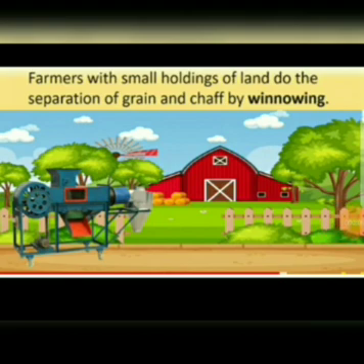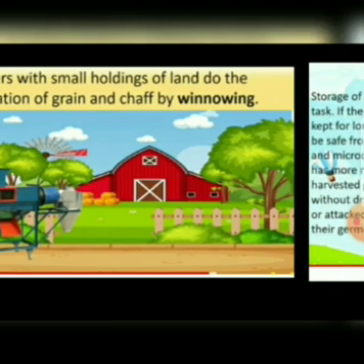Now farmers with small holdings of land do the separation of grain and chaff by winnowing. So farmers who have small land, how do they separate grain and chaff? By the process called winnowing.